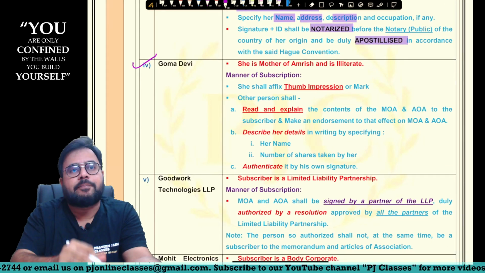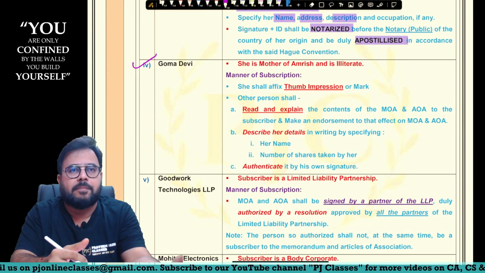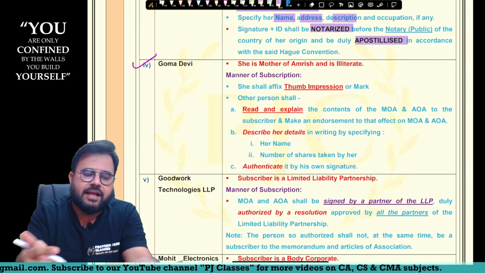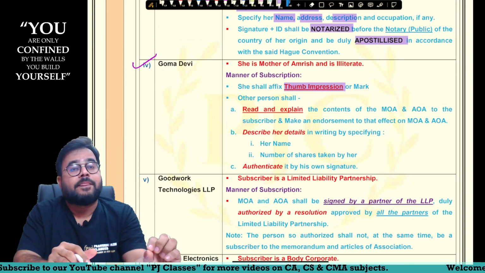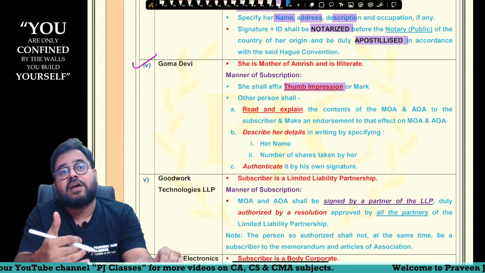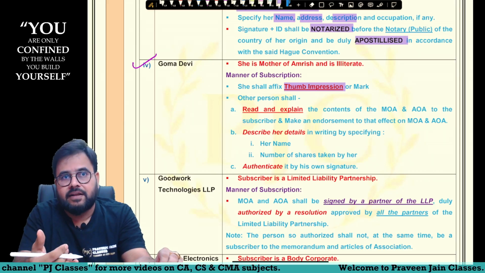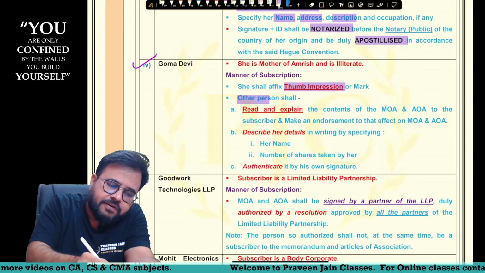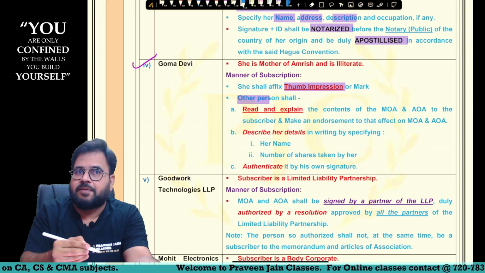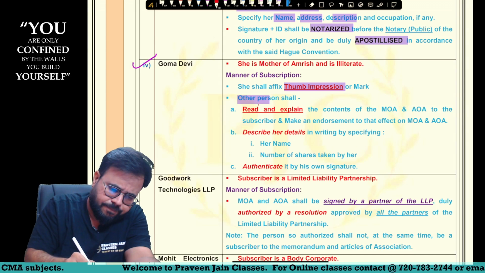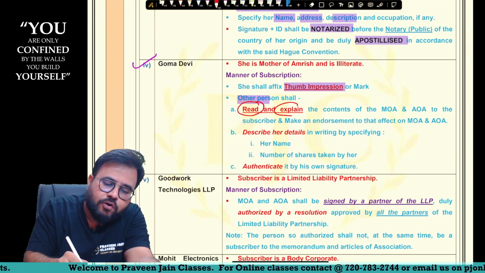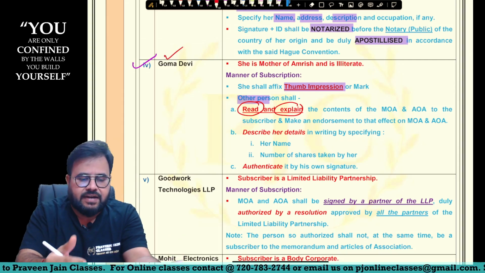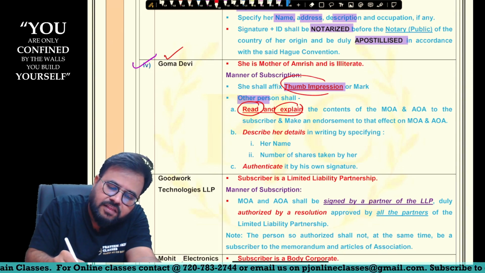Now there is an illiterate person, Miss Goma Devi, who is the mother of the subscriber. Because she is illiterate, she cannot sign. So what has to be done? A thumb impression has to be put. But we also have to write her name and address. For that, another person will come. This other person will read the entire memorandum and articles and explain the entire thing to Goma Devi. After she understands, she puts her thumb impression.